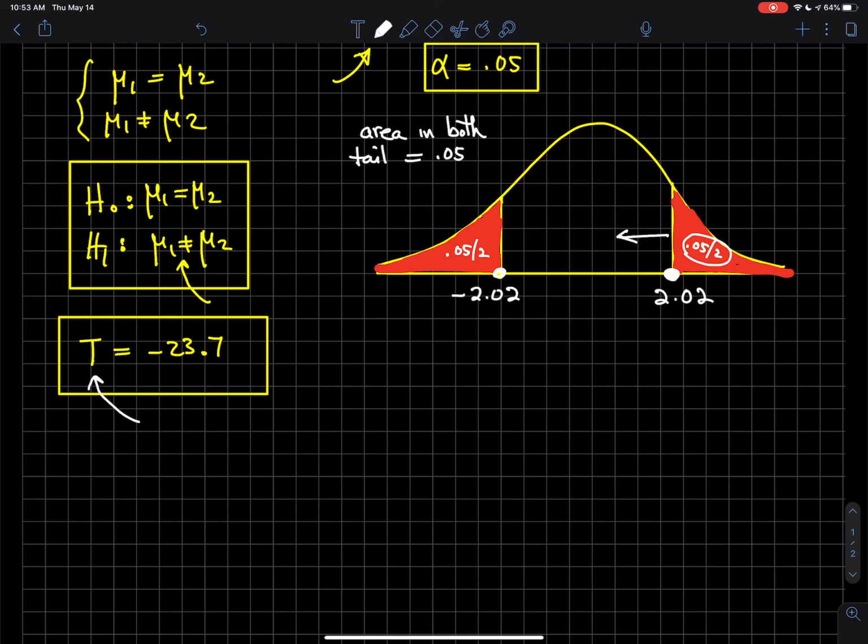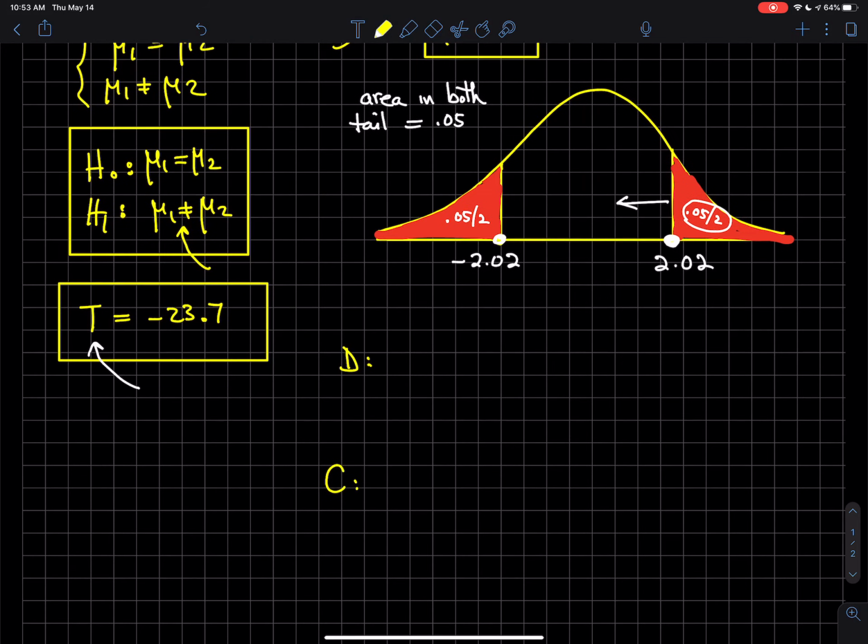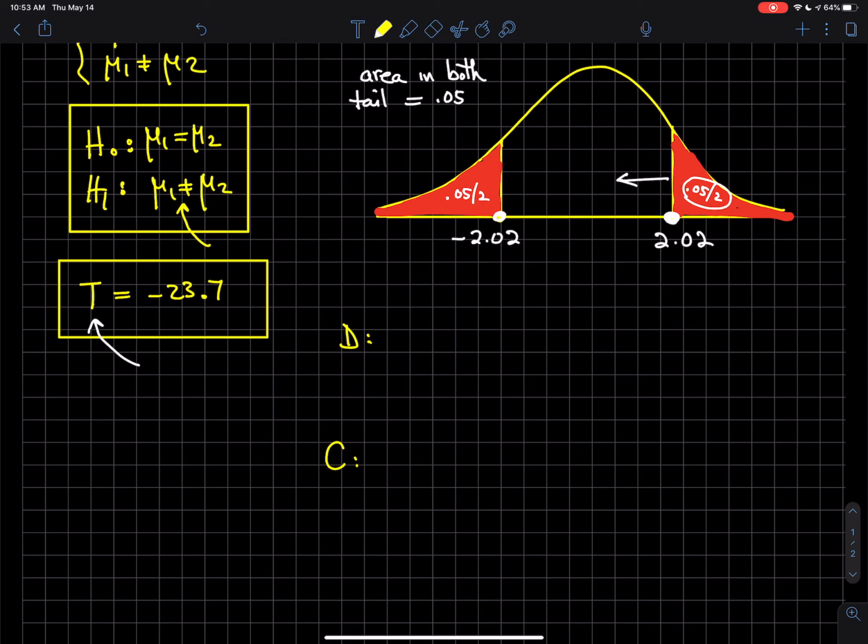Now I'm about to do step 4, where I have to figure out my decision and my conclusion. We've practiced this many times by now. The decision has to do with whether the test statistic falls in the red area or not, and here it obviously does. So the decision will be to reject the null hypothesis, which means you're rejecting the fact that the averages are equal.